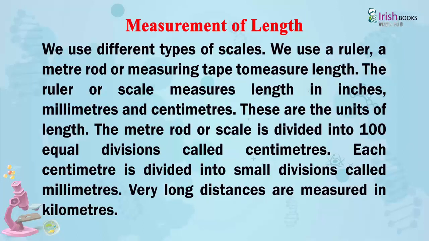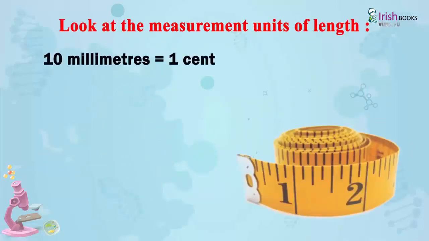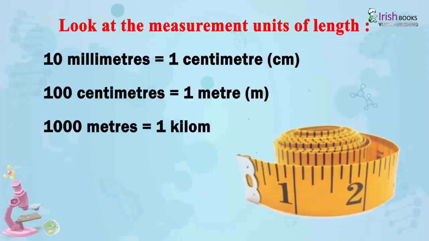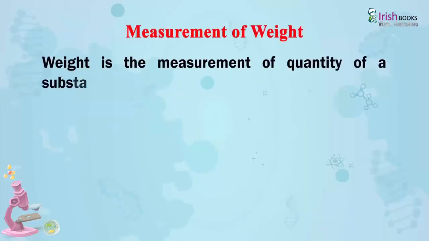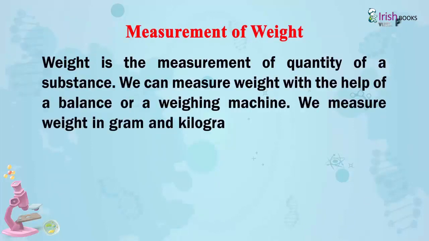The meter rod or scale is divided into 100 equal divisions called centimeters. Each centimeter is divided into small divisions called millimeters. Very long distances are measured in kilometers. Look at the measurement units of length. 10 millimeters equal 1 centimeter, cm. 100 centimeters equal 1 meter, m. 1000 meters equal 1 kilometer, km.